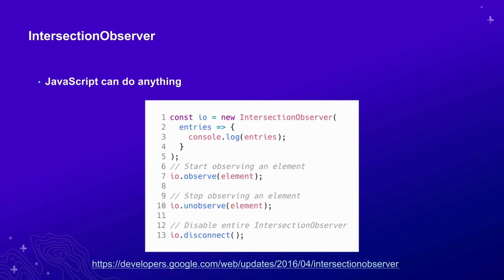And this is kind of how the intersection observer comes into play. And you can see how you can observe elements to find out when they're going to be visible, stop observing them, and then disconnect entirely, right? So that's a really cool API.